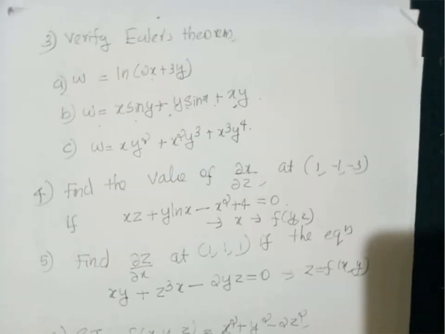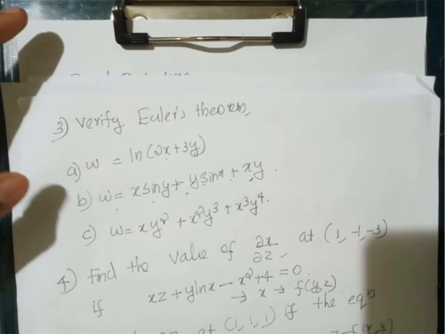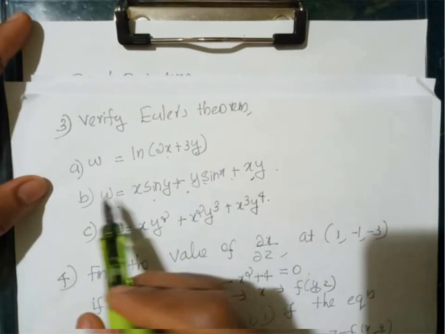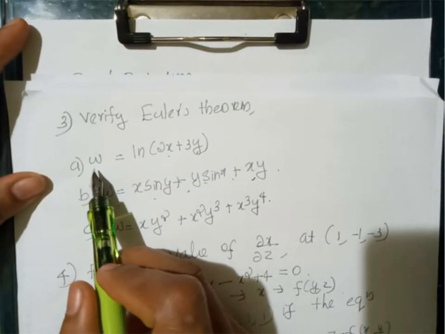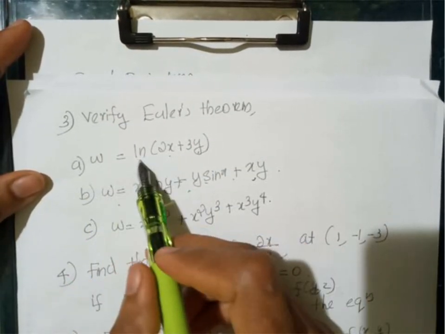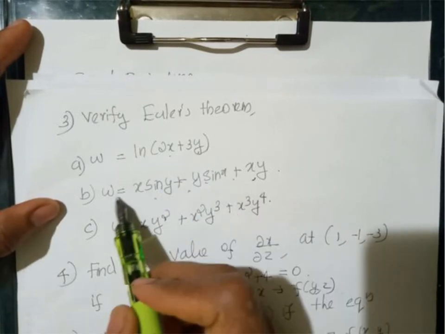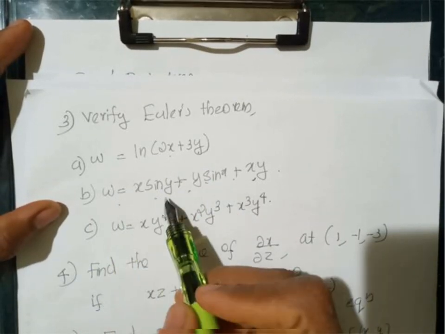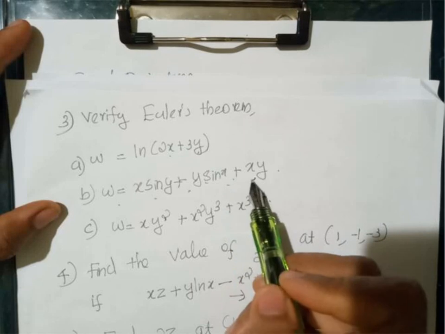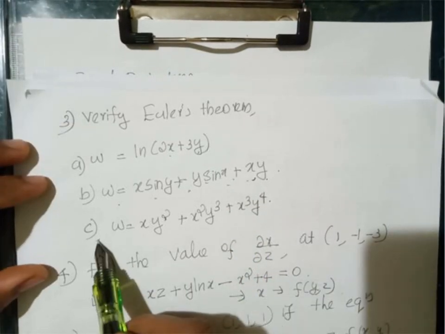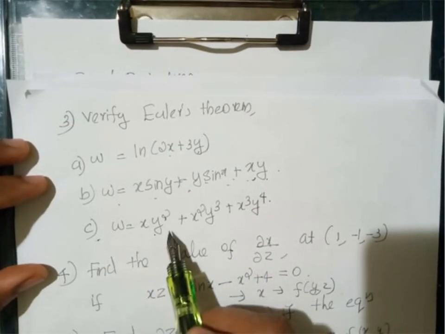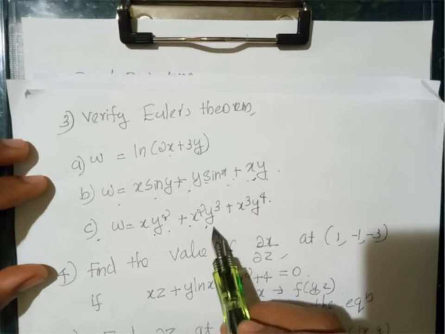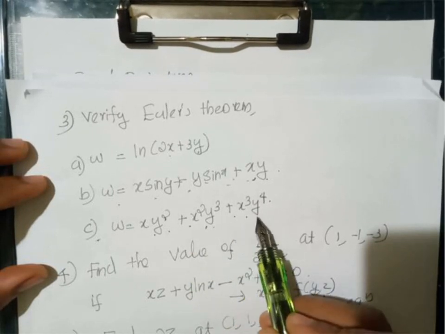Third question, verify Euler's theorem. First one, w = ln(2x+3y). Second, w = x sin y + y sin x + xy. Third one, w = xy² + x²y³ + x³y⁴.